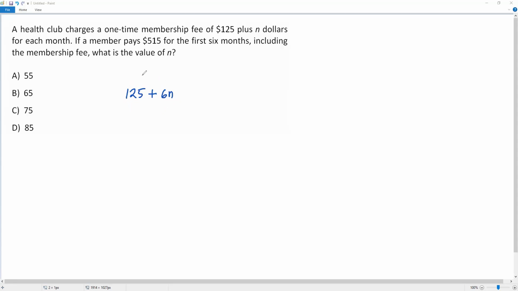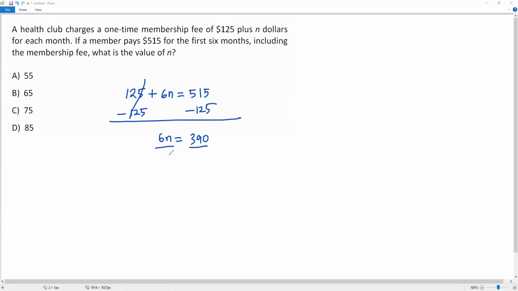According to the given information, it must be equal to $515 because he pays $515 for the first 6 months, including the membership fee. Now we have to solve for N in this equation. Let me subtract 125 from both sides. When I do so, this positive value and negative value will cancel out. I'm getting 6N on the left side. On the right side, the simplification of this one is 390.